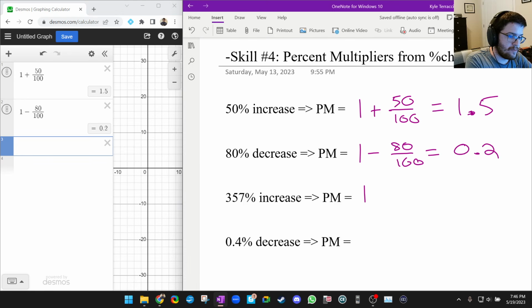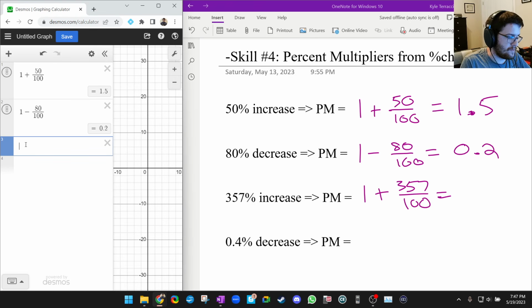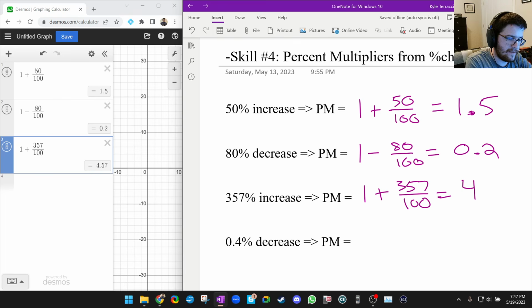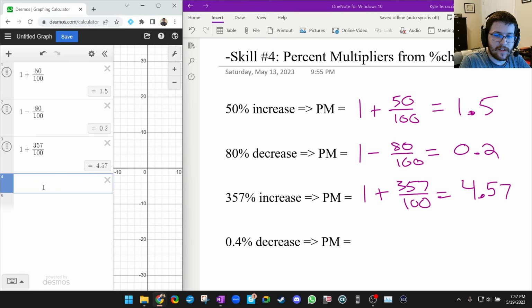Increase. Okay, we're going to do 1 plus 357 over 100. Okay, let's see what that is. 1 plus 357 over 100. That's 4.57. Almost everyone would have said 3.57. Lots of people would have thought that. Okay, let's do one more here.